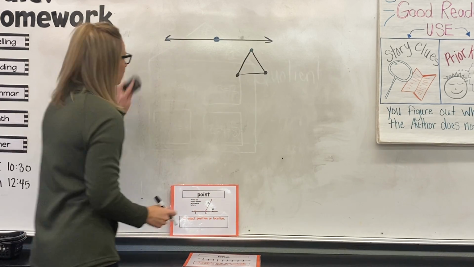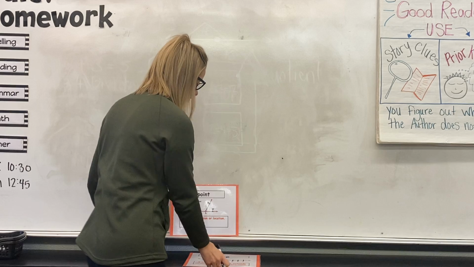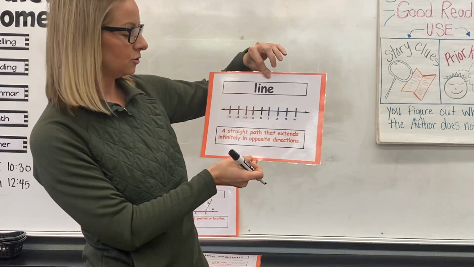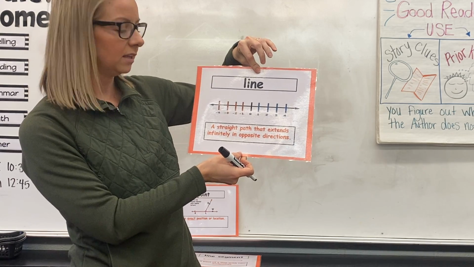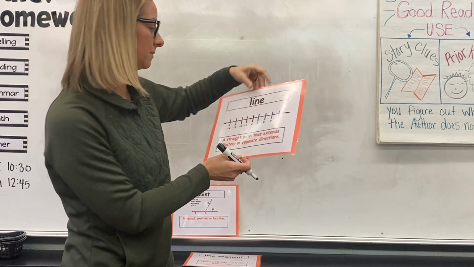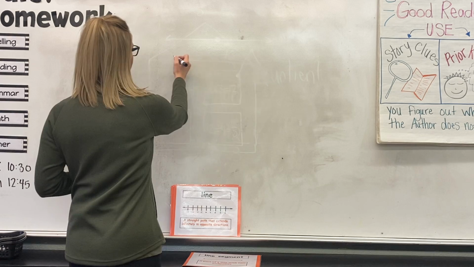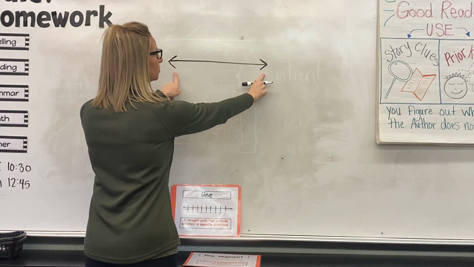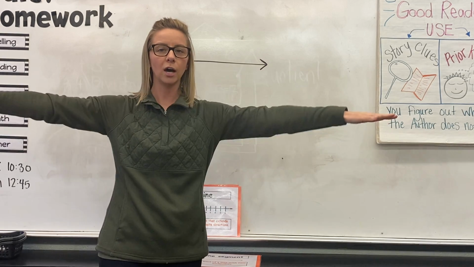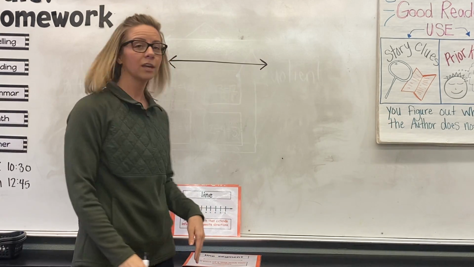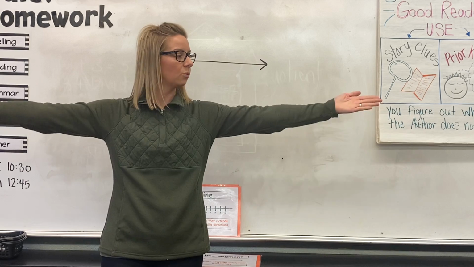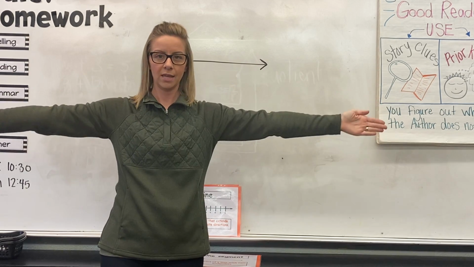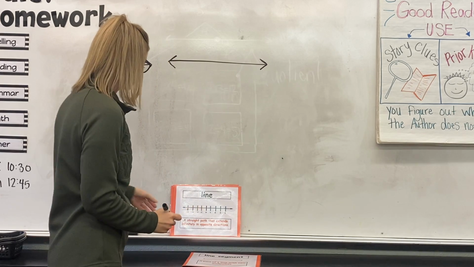The next word I'm going to teach you is line. A line is a straight path that extends infinitely in opposite directions. A line looks just like a number line. A line has arrows at the end to signify that it goes on and on forever and ever. So our hand motion for that is going to be our arms out with our palms out and our hands out, making arrows with our hands. So that is a line.